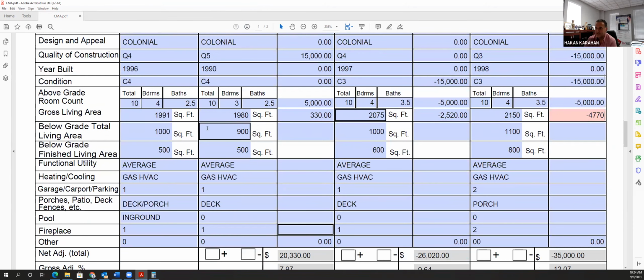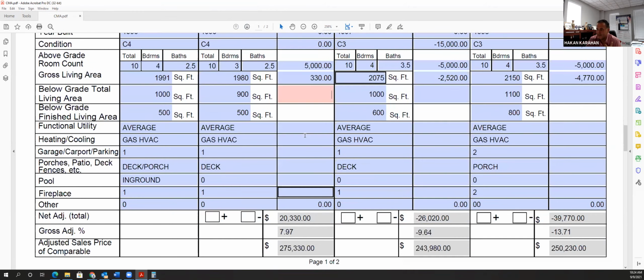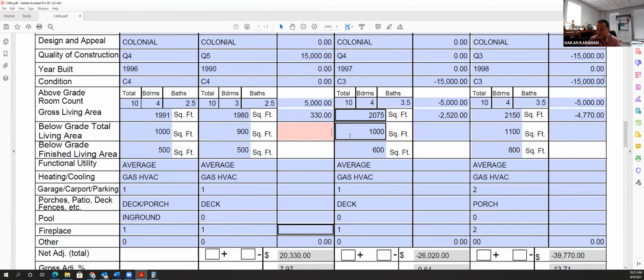Now, this home has a basement. All of them have a basement, so they don't really get a credit for having a basement. But if one of them didn't have it, then I would say, let's say this one doesn't have a basement. Let's change that around. Now, this one has a basement, so therefore there's no credit here. And this one doesn't, therefore there will be a credit to the comp, and this one does.